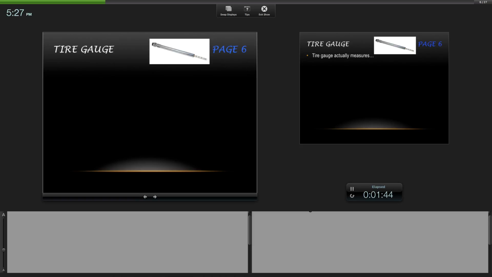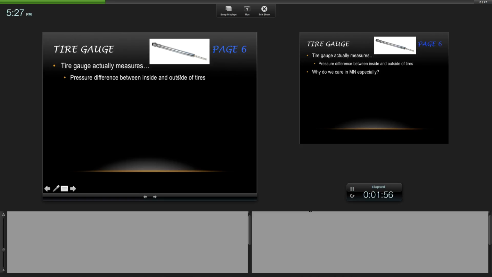All right, welcome. Our next topic is tire gauges. So what a tire gauge actually measures: you can think of the way they look, you put them on the valve on your tire, and it pushes out this little thing. What it's actually measuring is the difference between the inside pressure and the outside pressure.